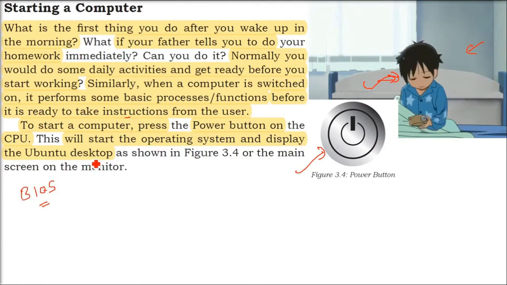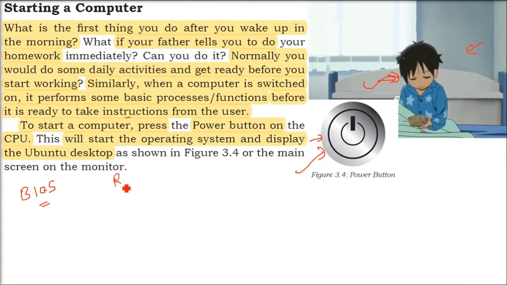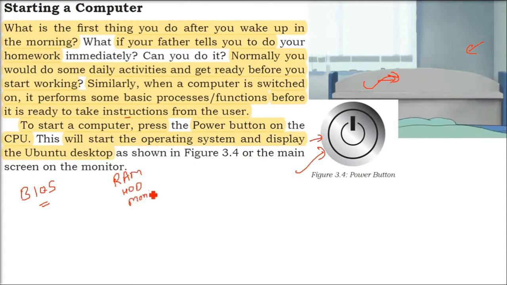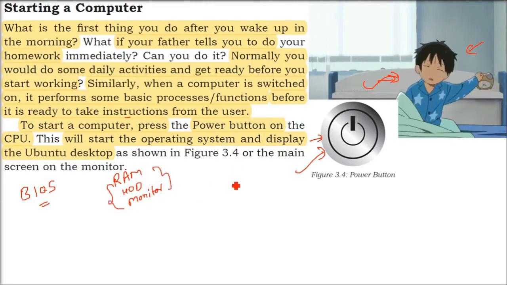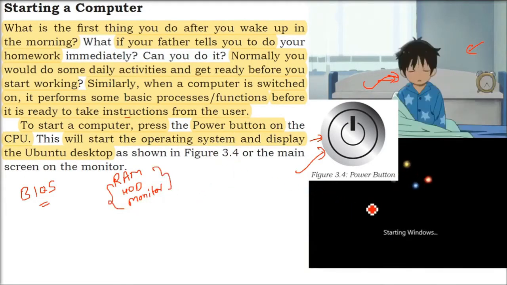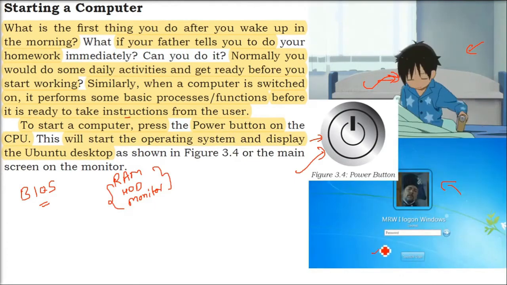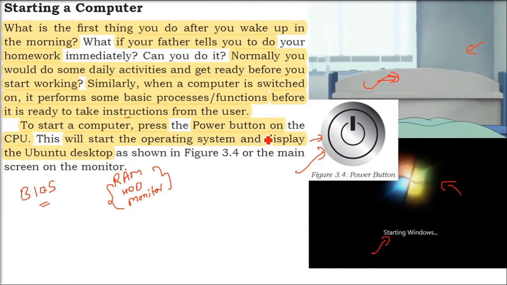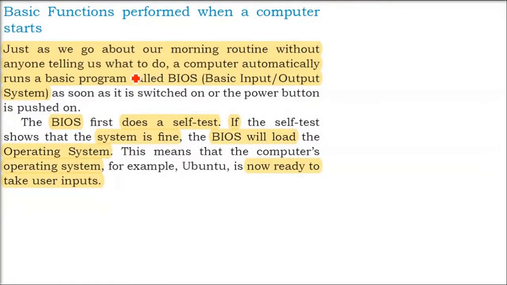So we have BIOS, basic input output system, and the POST, power on self-test. All these are run to find out whether the RAM is working properly or not, the hard drive is working properly or not, the monitor is working properly or not. Now when this is done, the hardware will give control to the operating system. So now the operating system is open. You can log in now and start working. Now it can take your instructions.